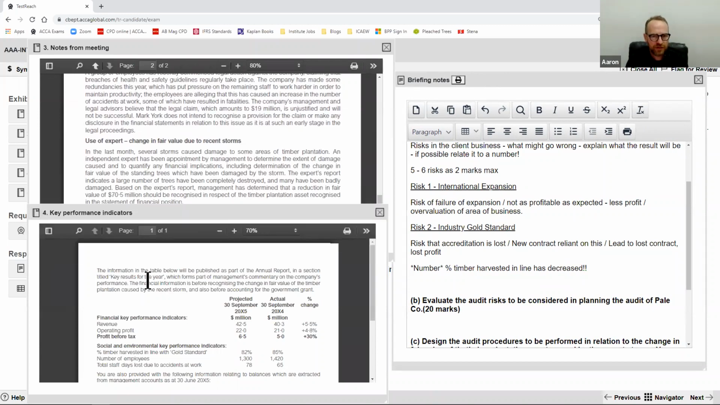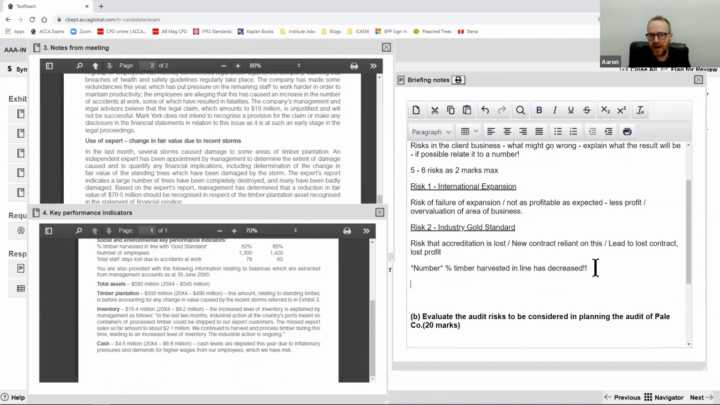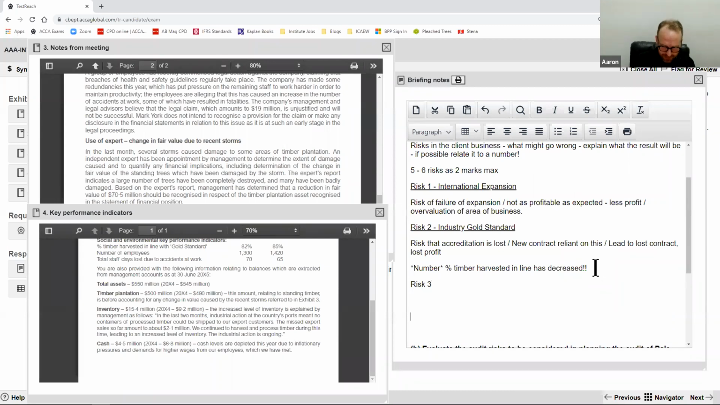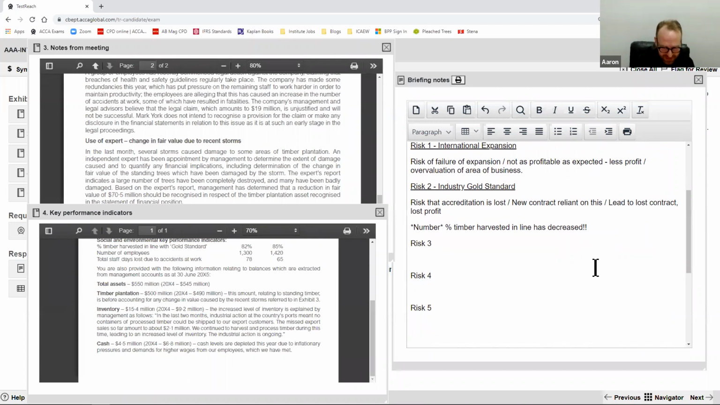Then I'll go through the KPIs and see if there's anything that gives me more detail in there, et cetera, et cetera. So I go ahead and I do my risk 3, risk 4, risk 5, risk 6.